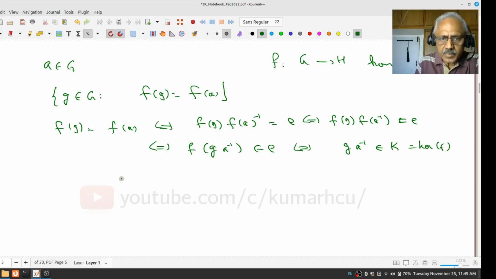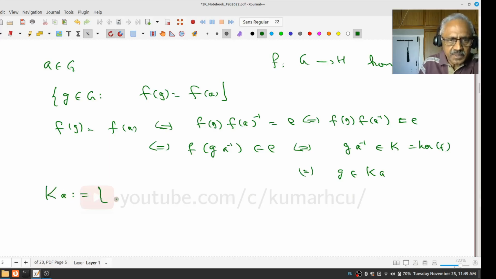That means this is if and only if g belongs to Ka. What is Ka? Let us recall, Ka by definition is the set of all x times a as x varies over K. And similarly aK will be the set of all a x as x varies over K.